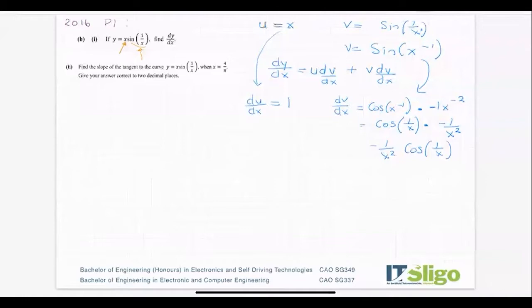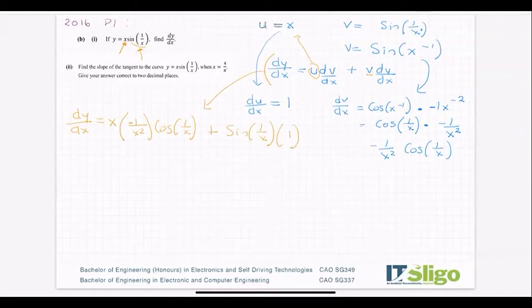Okay. Now let me know if any of that doesn't make sense. So what do we do then? Well, we just sub it into our product rule. So dy dx then becomes u, which we get from here, x, times dv dx, minus 1 over x squared cos of 1 over x, plus v, sine of 1 over x, times du dx.